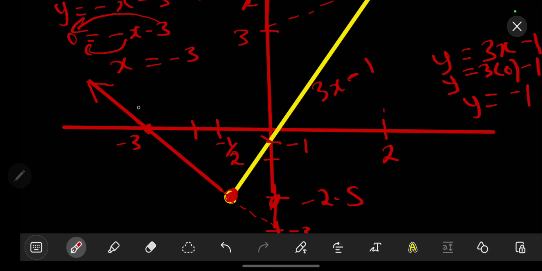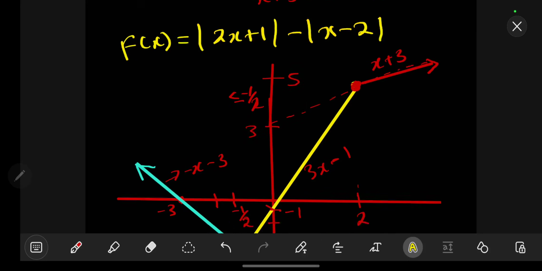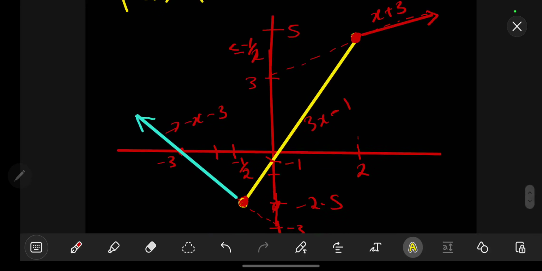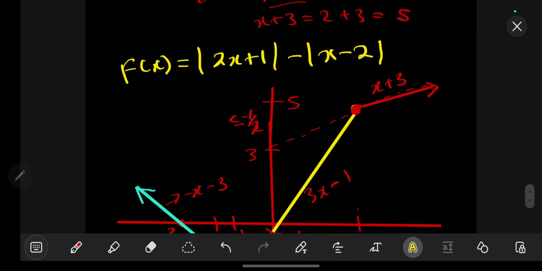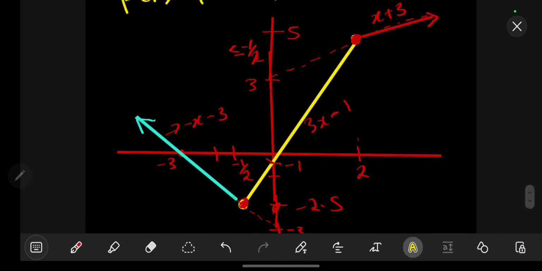Our final portion, which is y should be equal to x minus 3. So those are the portions of the graphs. This is our graph of this equation. So the equation y, f of x, is equal to 2x plus 1 closed, minus x minus 2. So this is how we redefine.